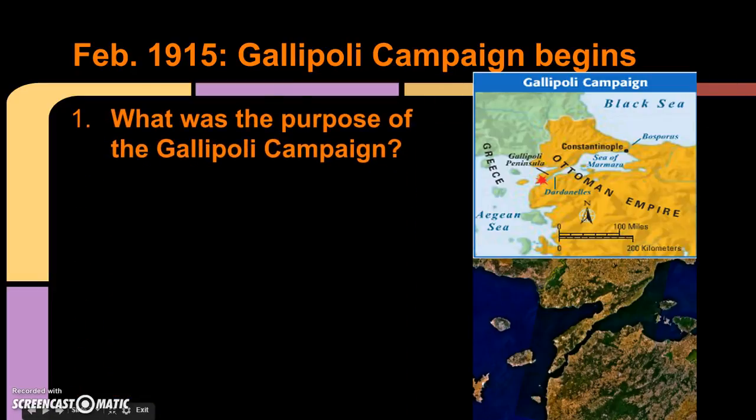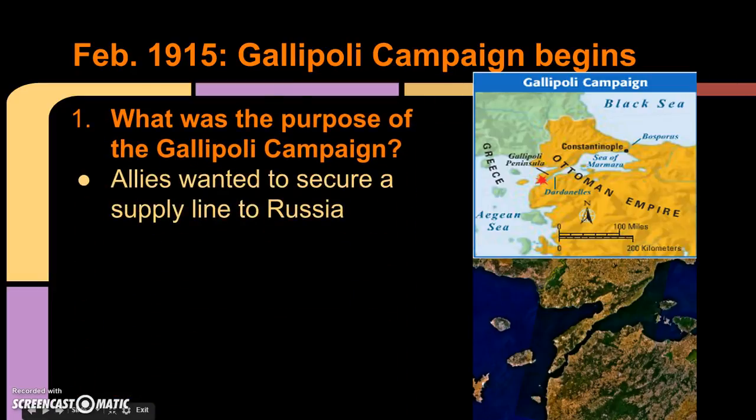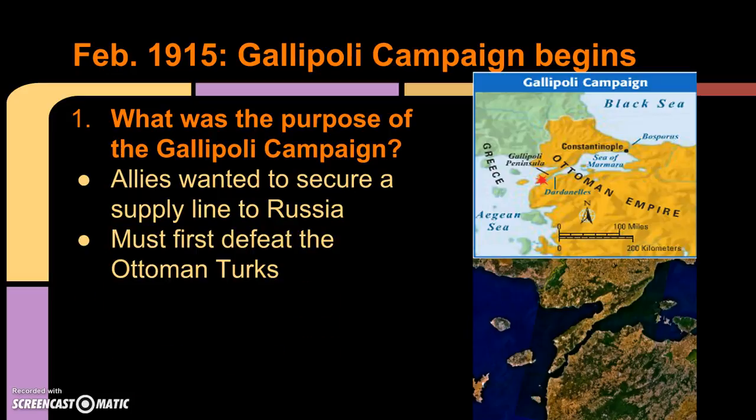So what was the purpose of the Gallipoli campaign? Well, first of all, the Allies wanted to secure a supply line to Russia. France and England wanted to be able to ship supplies to Russia. Remember, Russia wasn't nearly as industrialized as the other countries, and they couldn't produce products from clothes to boots to rifles to weapons to ammunition as fast as the other countries. So if they were going to be a force to be reckoned with to fight Germany and Austria on the eastern front, the Allies were going to have to get them supplies.